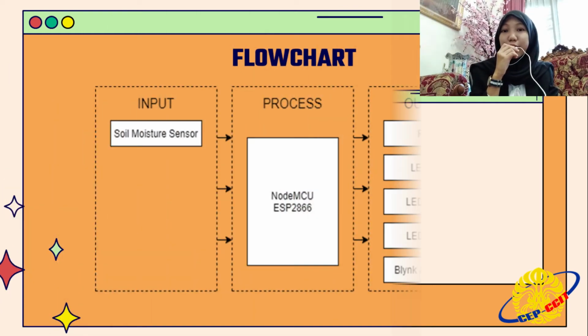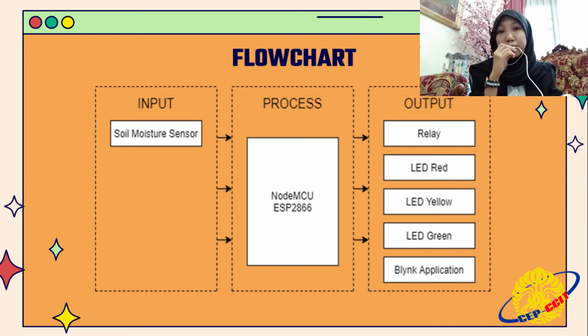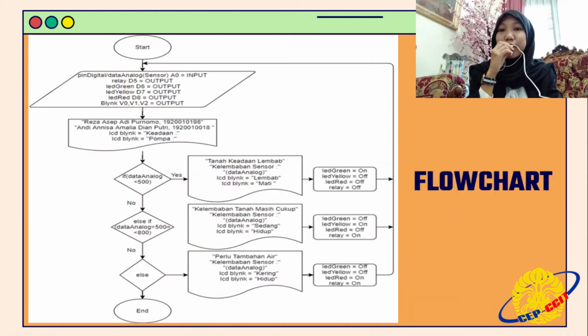And next is the flowchart. In this flowchart it is explained that the soil moisture sensor as an input is connected to the NodeMCU ESP8266, and the NodeMCU ESP8266 processes all data from the sensor, then connects as output to various components such as the red, yellow, and green LEDs, and the Blynk application. And next is the flowchart of the code. This flowchart explains the code flow of this program.